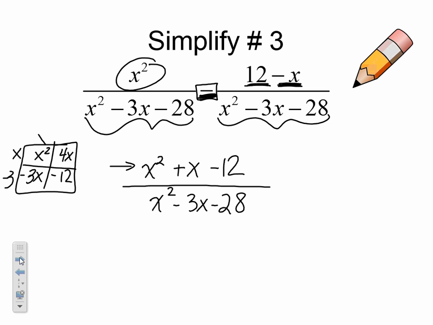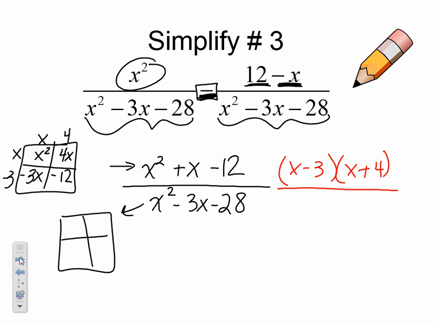AC method. Now taking out greatest common factor, I can see that that numerator splits apart into x minus 3 and x plus 4. That's the factored form. Now if I do the same thing here with the denominator, what multiplies to make negative 28 and would add to make negative 3? How about negative 7, positive 4? So now I can do the same thing. Looks like that denominator splits apart into x minus 7 and x plus 4.